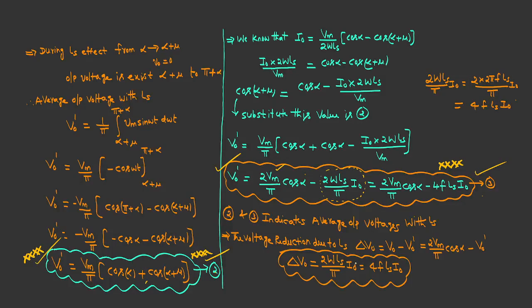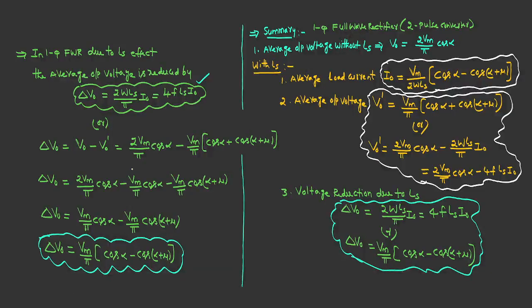Then what is the voltage reduction due to source inductance? How much voltage is reduced due to source inductance? This is delta V naught. I told already, not only in full wave rectifier, in every rectifier, because of source inductance, the average voltage is reduced. Now the question is, in single phase full wave rectifier, or fully controlled rectifier, or two pulse converter, due to source inductance effect, how much voltage is reduced? 4f Ls I naught, 5-star gunshot formula. Due to source inductance effect, the average output voltage is reduced by 4f Ls into I naught. That you have to concentrate on.